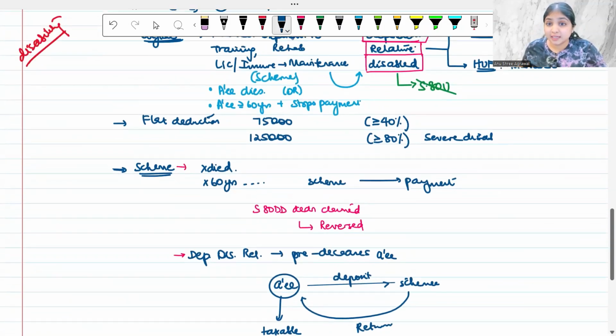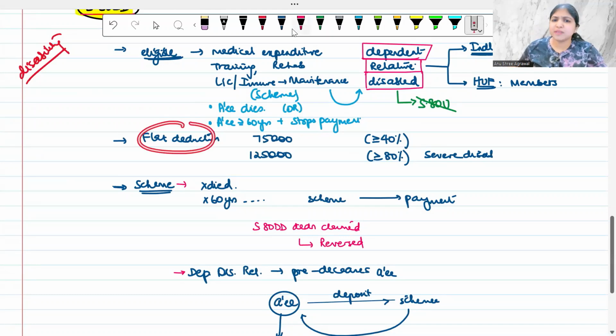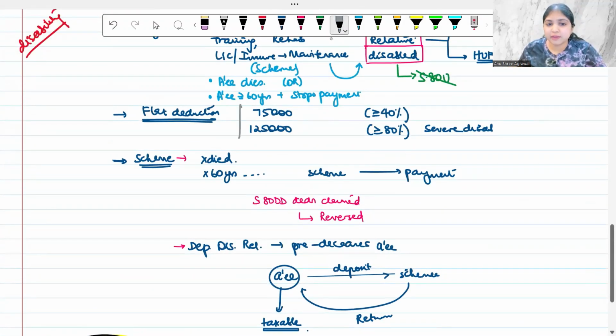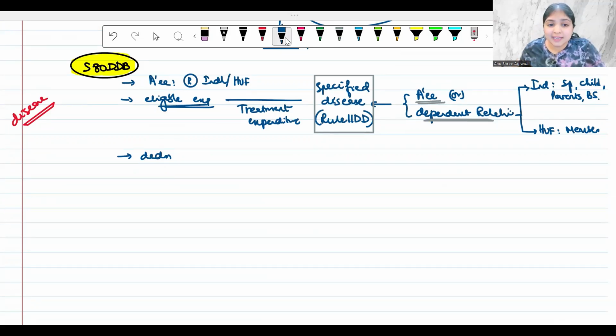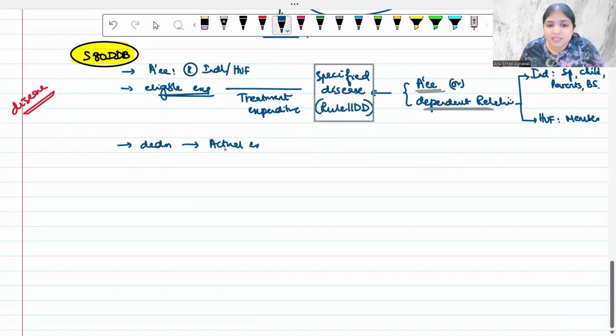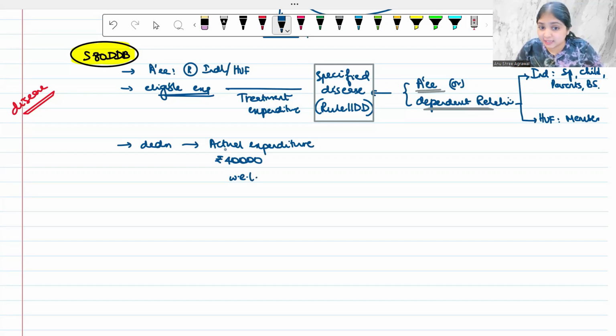See, under 80DD, it was a flat deduction, which means how much you actually incurred was irrelevant for me. I straight away gave you 75,000 or 1,25,000 as deduction. But under 80DDB, it's not a flat deduction. How much you have actually incurred matters. So under 80DDB, we will see the actual expenditure incurred on medical treatment and compare this with the maximum limit of 40,000 rupees. The actual expenditure incurred or 40,000 rupees, whichever is lesser, will be the deduction under section 80DDB.